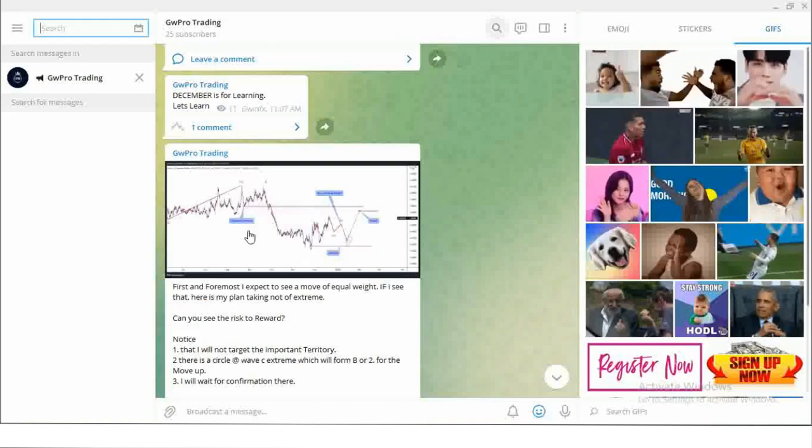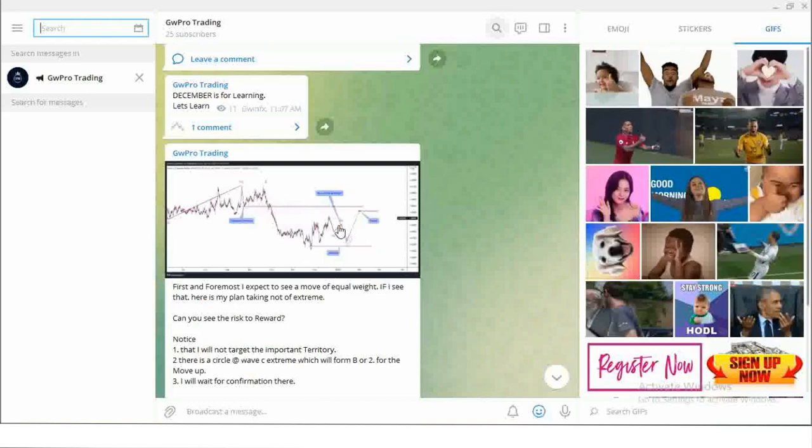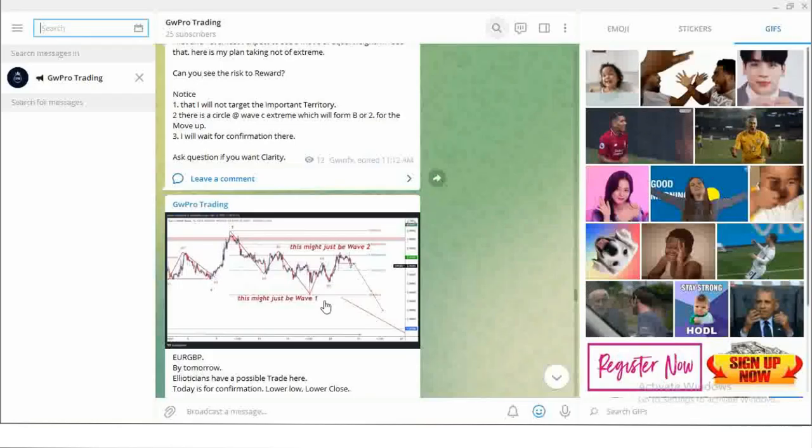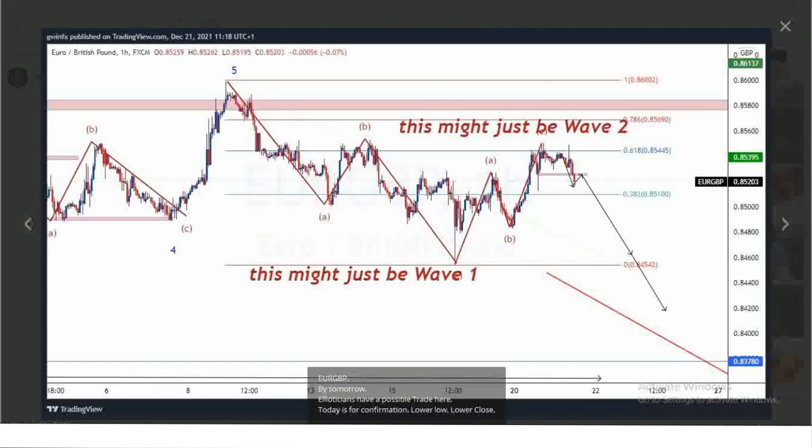And okay, that was what I did here. I did count the wave with you guys here. Also, let's look at Euro GBP. So Euro GBP in this picture here, what we wanted to do and how we would set up planning this one here, and that was also played out nicely.